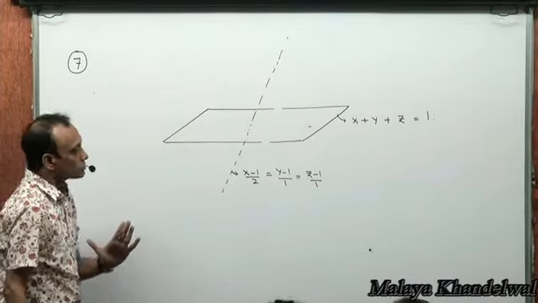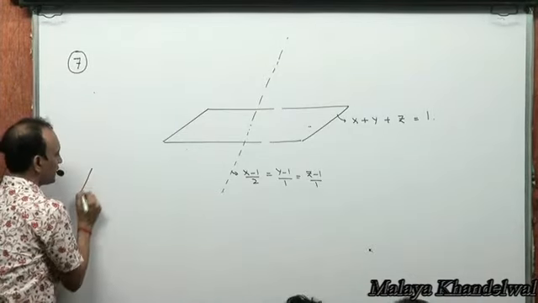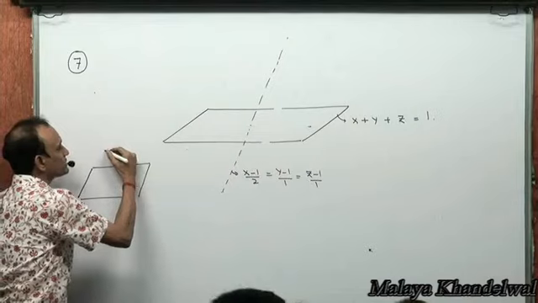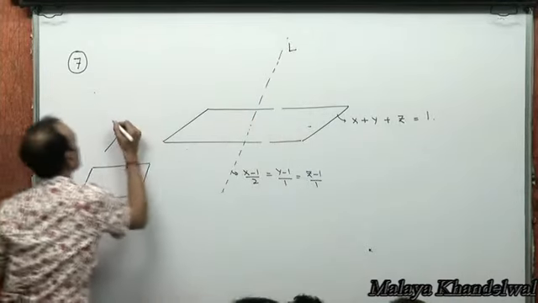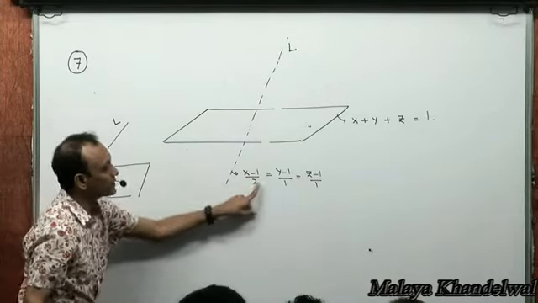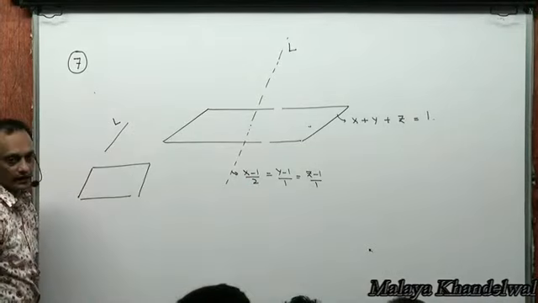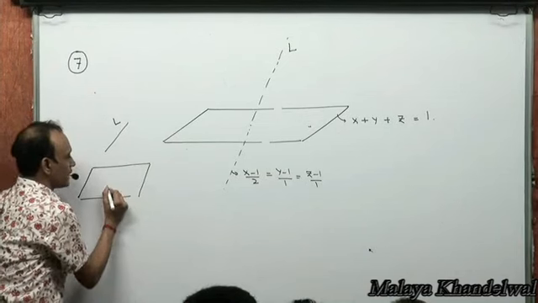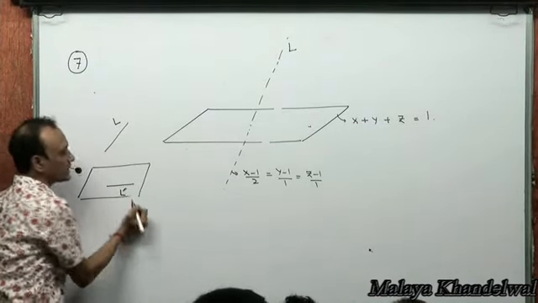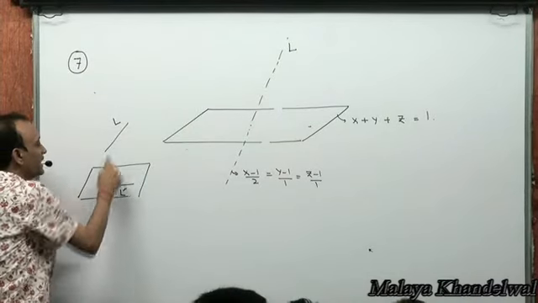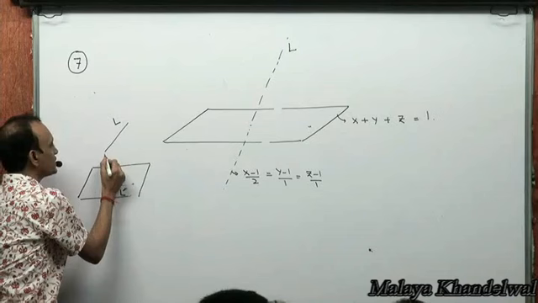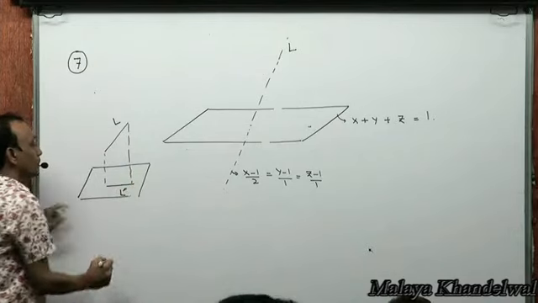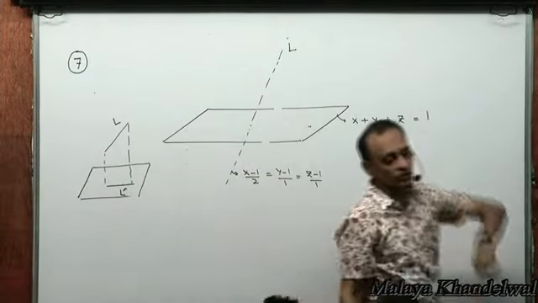Right. So what we have is, say, a plane x plus y plus z equal to 1. That's the plane, right? And there is another line, say L, which is x minus 1 by 2, y minus 1 by 1, z minus 1 by 1. And I want to select a line L prime in this plane, such that L and L prime constitute a plane perpendicular to the plane x plus y plus z equal to 1.